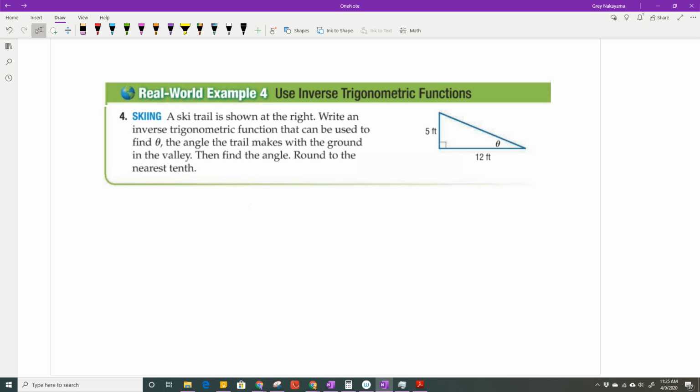Okay, so what we have done before back in 12.1, you remember that if theta is here in my triangle, this side is opposite and this side is adjacent, which means I'm going to be using the tangent function. So what we wrote in 12.1 was the tangent of theta equals 5 over 12. They asked us to write an inverse trig function, so if I solve that for theta, then I'm going to have theta equals inverse tangent of 5 over 12. And when I put that in my calculator, I get theta equals 22.6 degrees. So that's all it is.